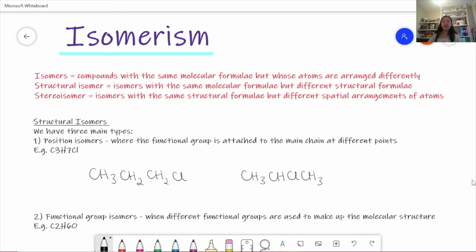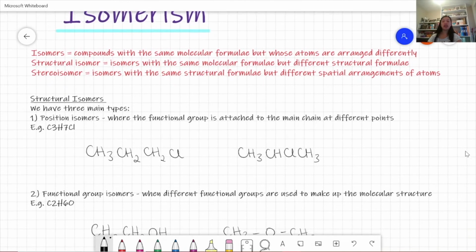Now we're going to look at isomerism. So the definition of an isomer is a compound with the same molecular formula but with atoms arranged differently. So there are two types of isomer. The first is a structural isomer, and this is an isomer with the same molecular formula but a different structural formula. And the second is a stereoisomer, which is an isomer with the same structural formula but different spatial arrangements of atoms. So firstly, we're going to look at structural isomers.